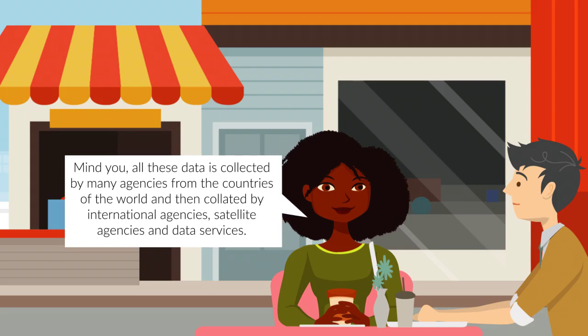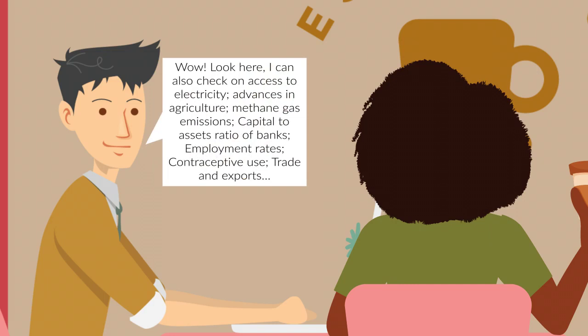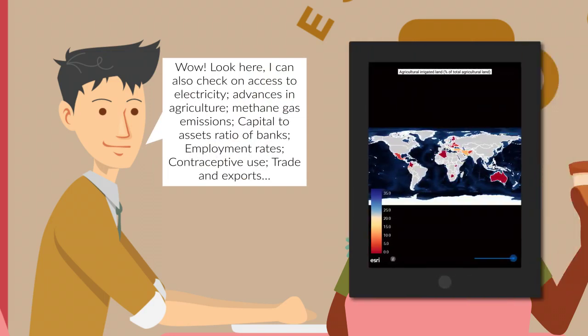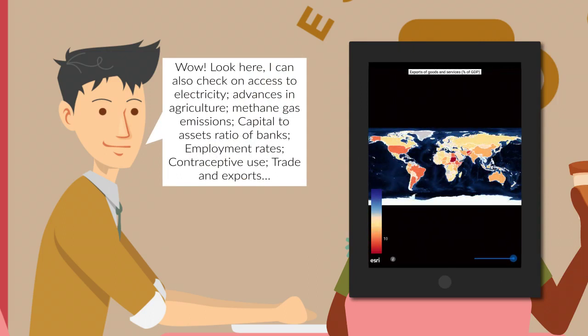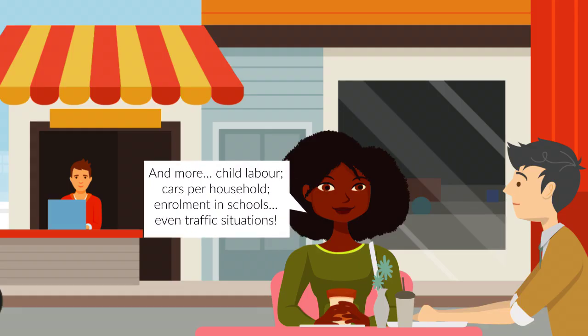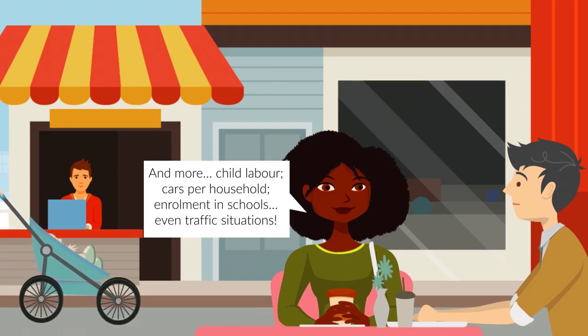Mind you, all this data is collected by many agencies from the countries of the world and then collated by international agencies, satellite agencies, and data services. Wow, look here. I can check on access to electricity, advances in agriculture, methane gas emissions, capital to assets ratio of banks, employment rates, contraceptive use, trade and exports. And more. Child labor, cars per household, enrollment in schools, even traffic situations.